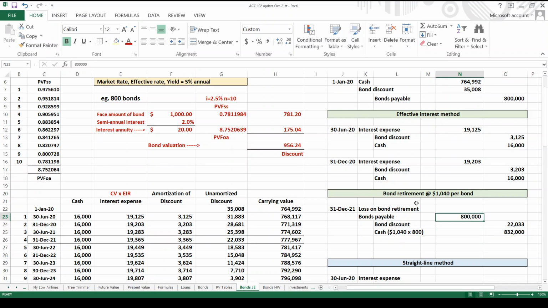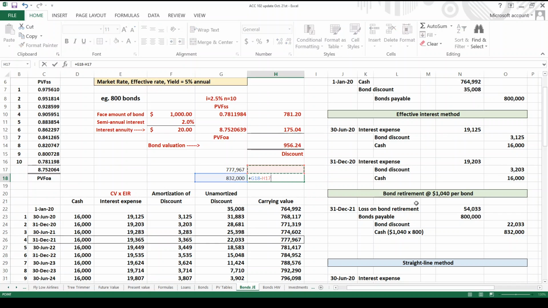And, well, we're missing a debit. Well, there's a couple of ways of looking at this. You could just plug the number, get 54,003. That's a loss. Okay, why did that happen? Well, the carrying value of the bonds is 777,967, and we paid how much to make them go away? We paid $832 to make these bonds go away. So we took a rather large haircut on the deal, 54,003. Jawohl? Okay. So that's how that works.